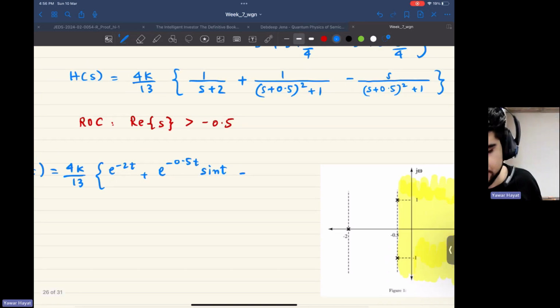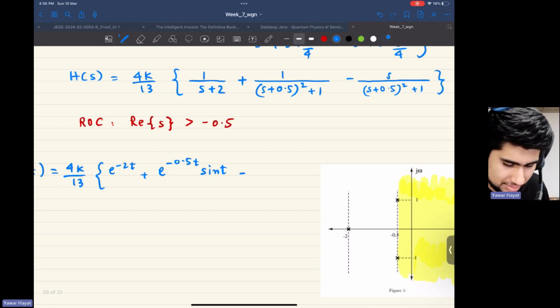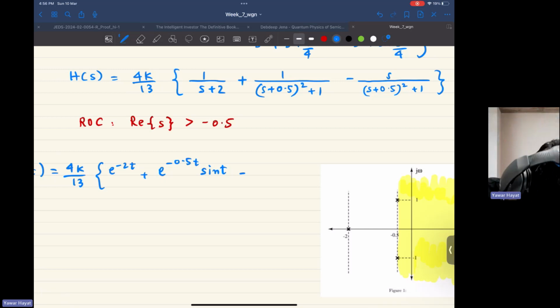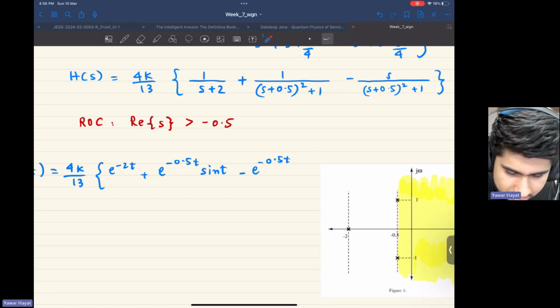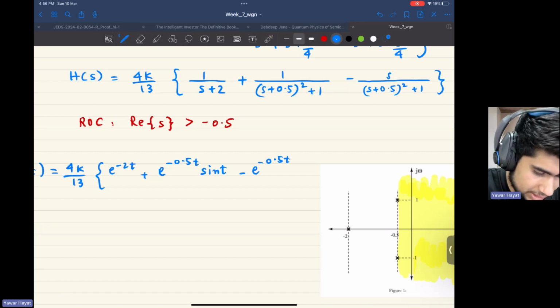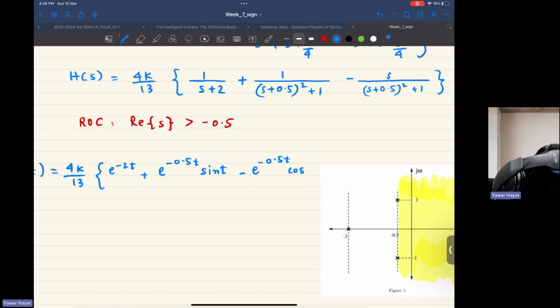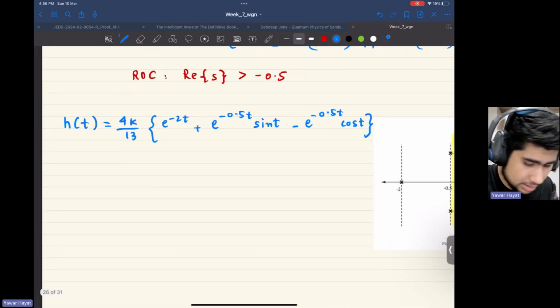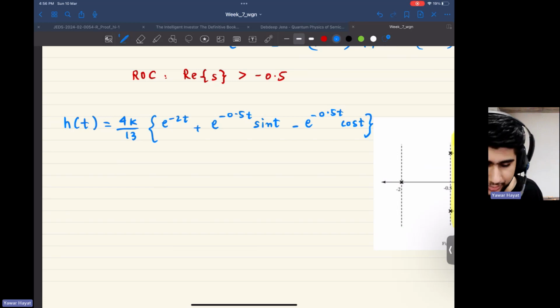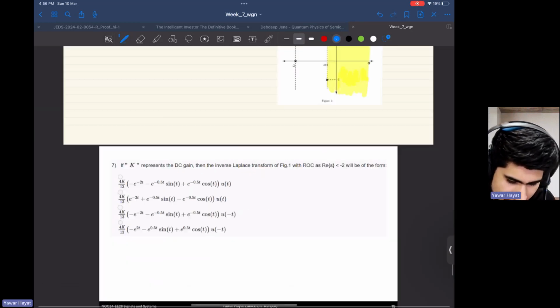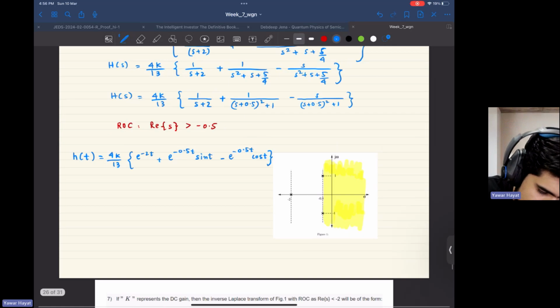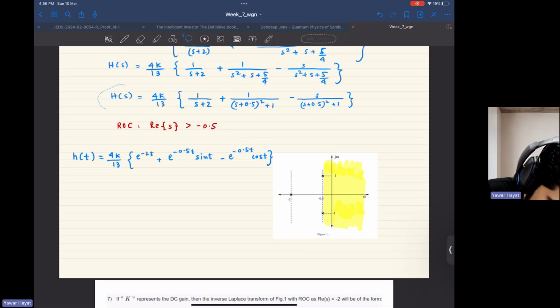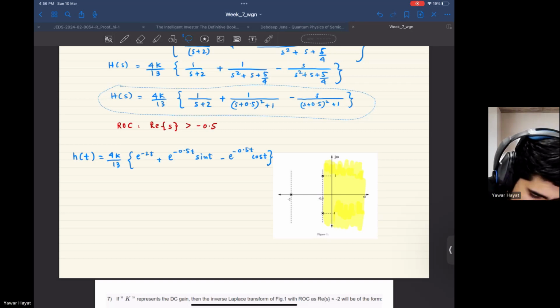And then you have this s by s plus 0.5 squared plus 1. This is cos, right? Exponential minus 0.5t. Why this exponential factor again? We had this shift in the s domain. So cos t. Right, h of t is done. Now, what about this question? We already got this, right? We'll now use this for the next one or two questions.